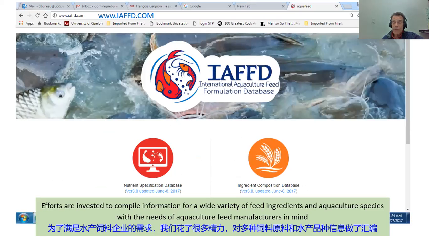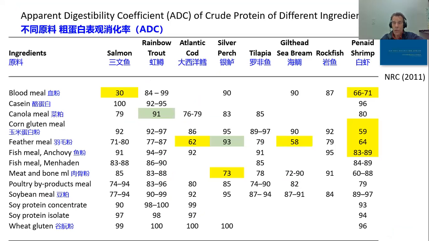We've compiled this information in the International Aquaculture Feed Formulation Database, the IAFFD.com, right, database, which is a free database. So we compile information on nutritional composition and digestibility of common feed ingredients. We're up to 600 ingredients, if not more today, that we have on this free database. You can download this information.